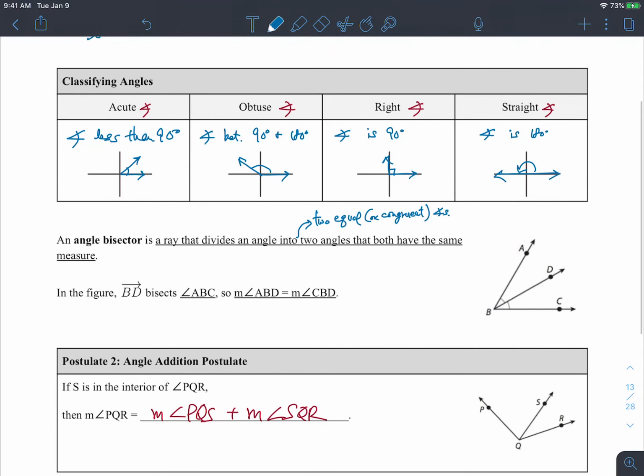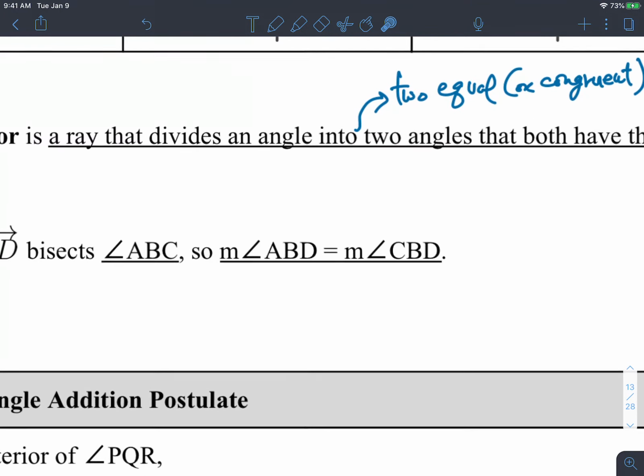So we have in the figure BD, it bisects angle ABC. Then these two angles are equal to each other. But I want to point out something here, guys. What's the difference between this notation and this notation with M in the front? This is a name, the name of an angle, like in the case of people, it might be a person's name, like Tom or Jill.